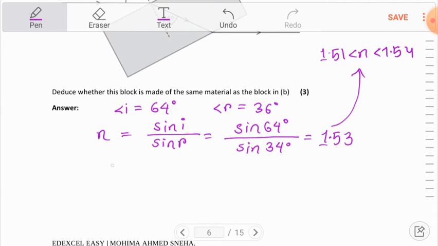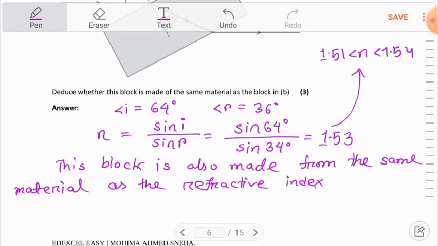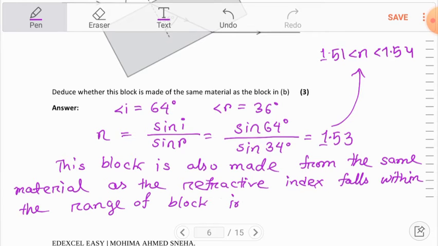So we need to conclude our answer, and that is: this block is also made from the same material as the block in part B, as its refractive index falls within the range of the block in B. And with this our part C ends. I hope question part 2C was clear. I'm moving to part 2D.